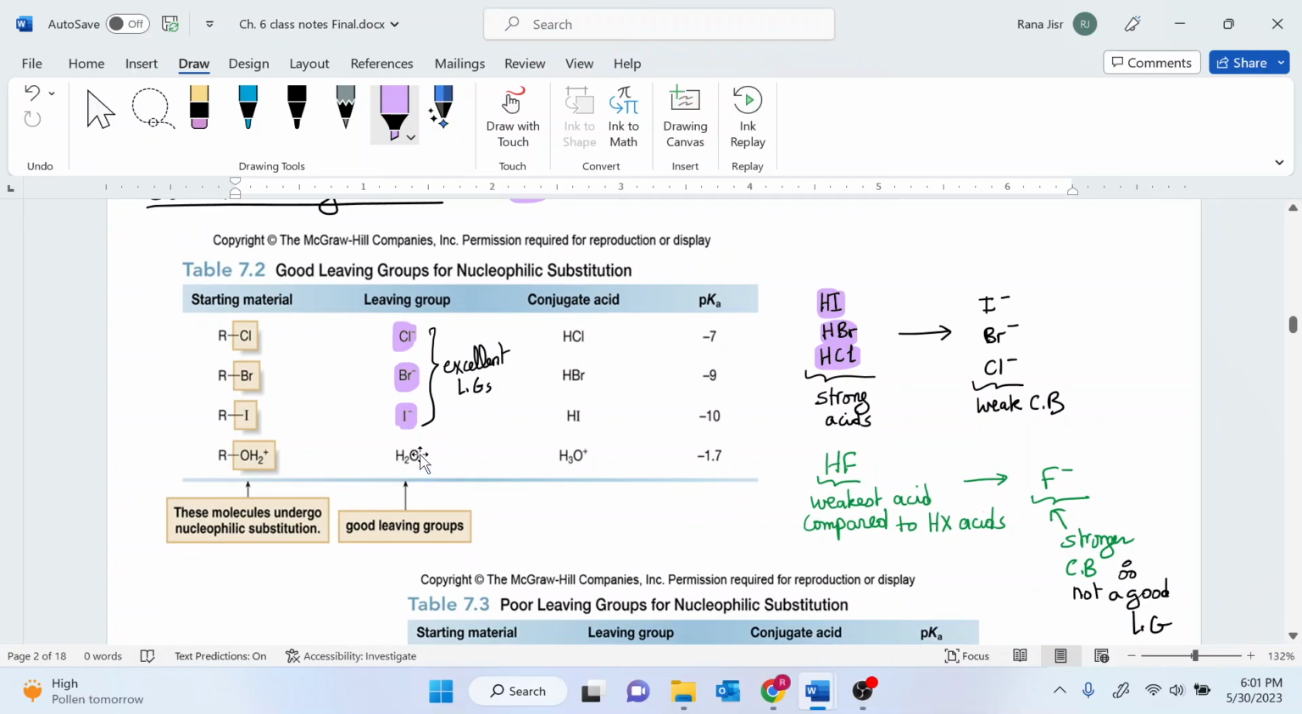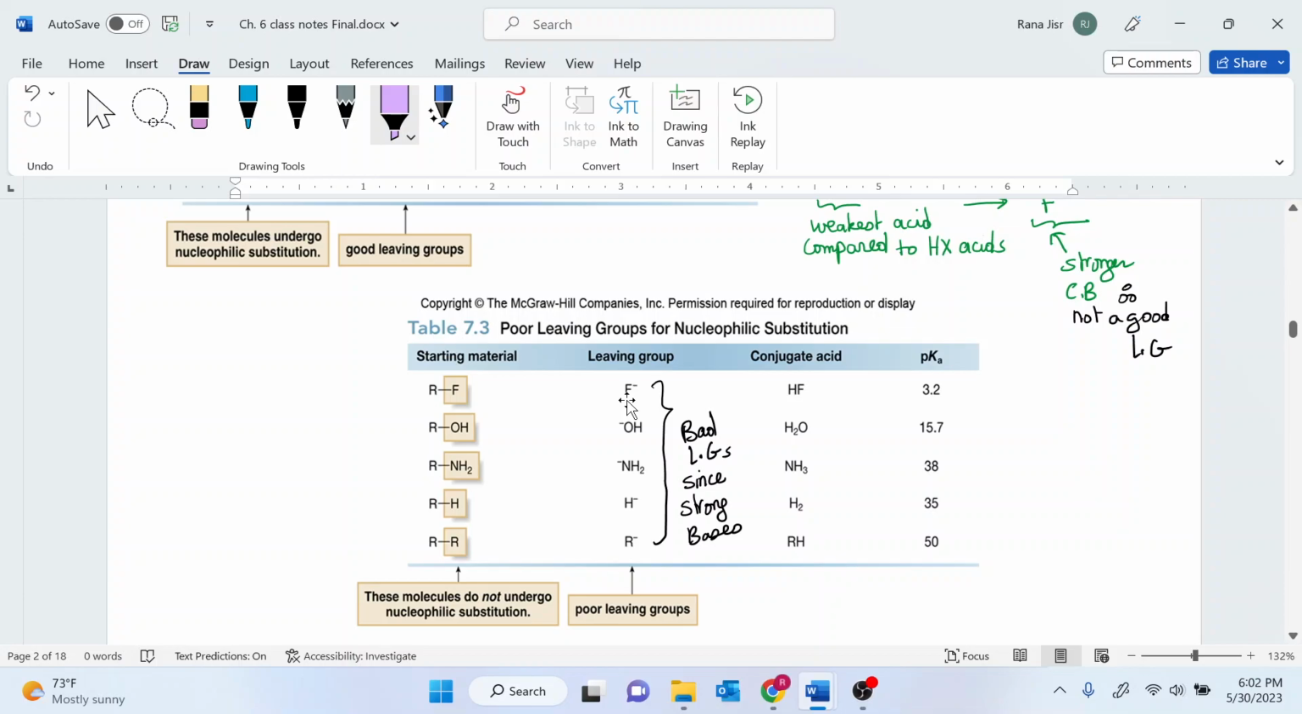Another good leaving group is water. Water is a weak base and it is the conjugate base of H3O+. So all of those are considered to be excellent leaving groups when it comes to nucleophilic substitution.